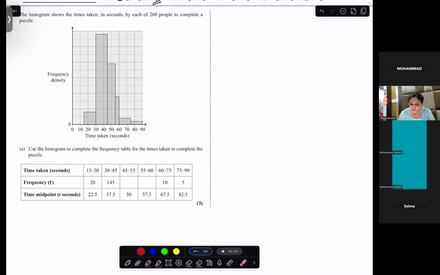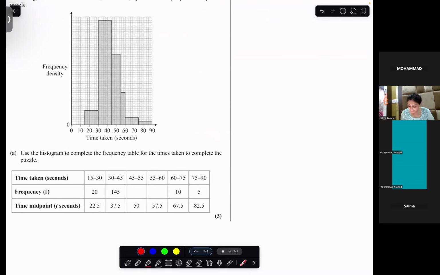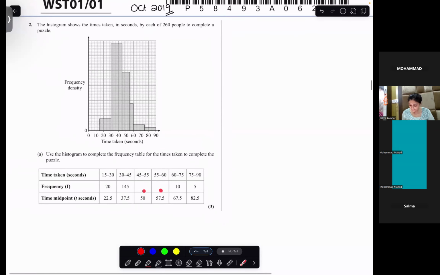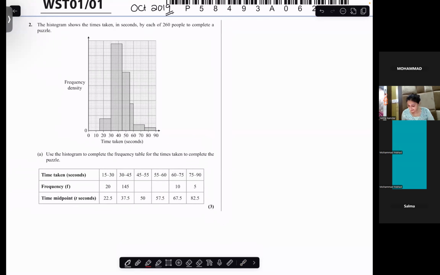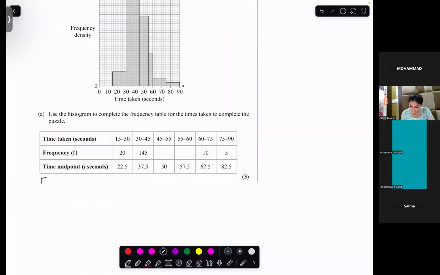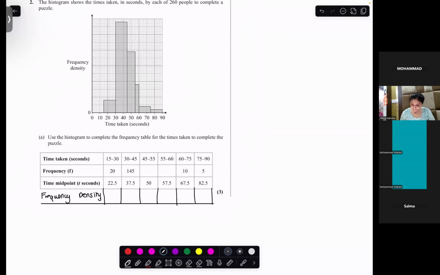Now they are asking me to use this histogram and fill the boxes. That means they want me to find the frequency. Are you with me? Whenever I make a histogram, I know that my y-axis represents the frequency density. So if I know my frequency density, I would exactly know what is my frequency, and that I can use to fill in the boxes if needed or create a proportion for it. Are you with me?